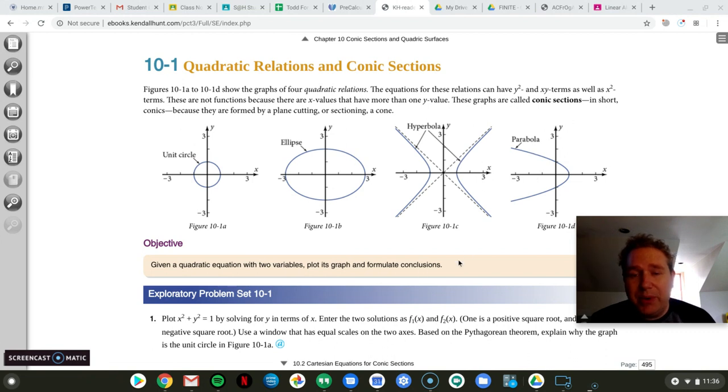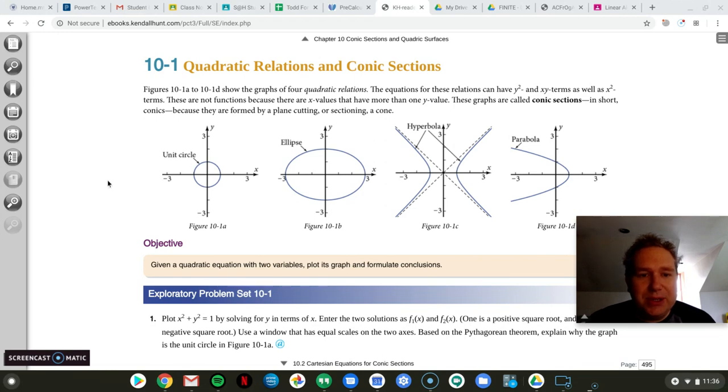Now, parabolas we're already pretty familiar with because we had a chapter on parabolas in the first semester. We're going to spend most of the chapter looking at circles, ellipses, and hyperbolas. Really, a circle is just a special case of an ellipse where it has one constant radius rather than an x radius and a y radius that are different. So today we're just going to do a little introduction with circles and ellipses.